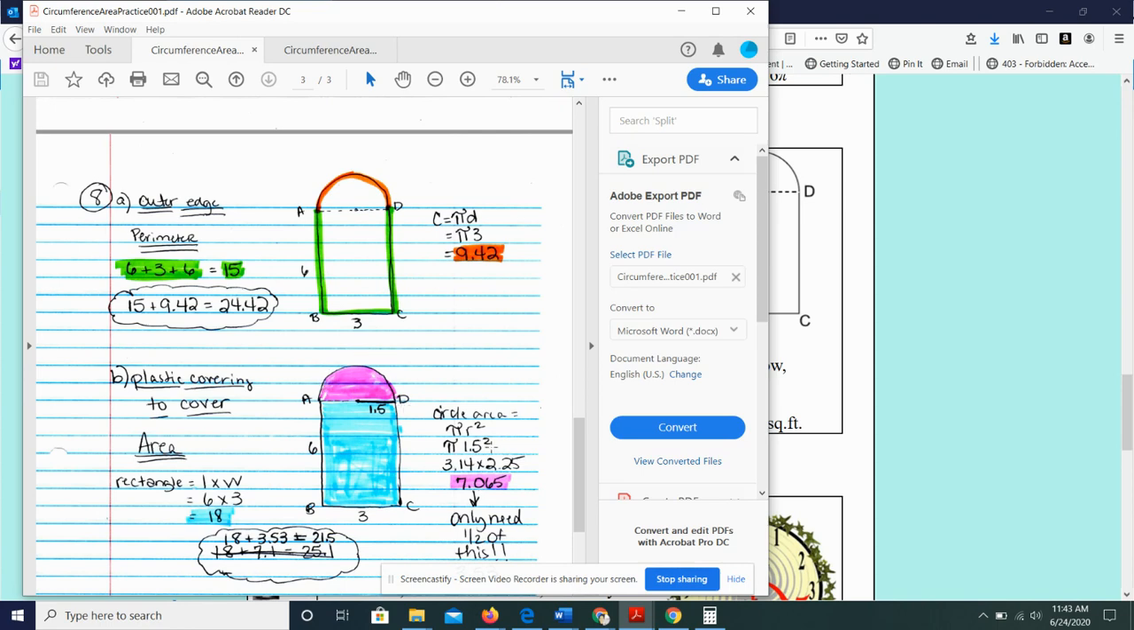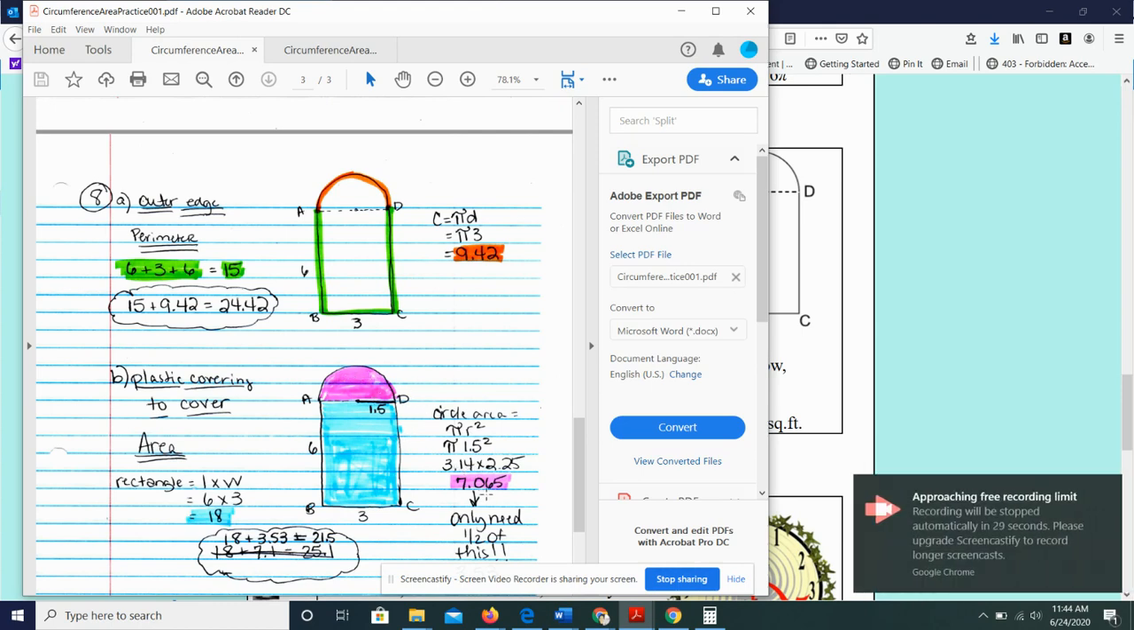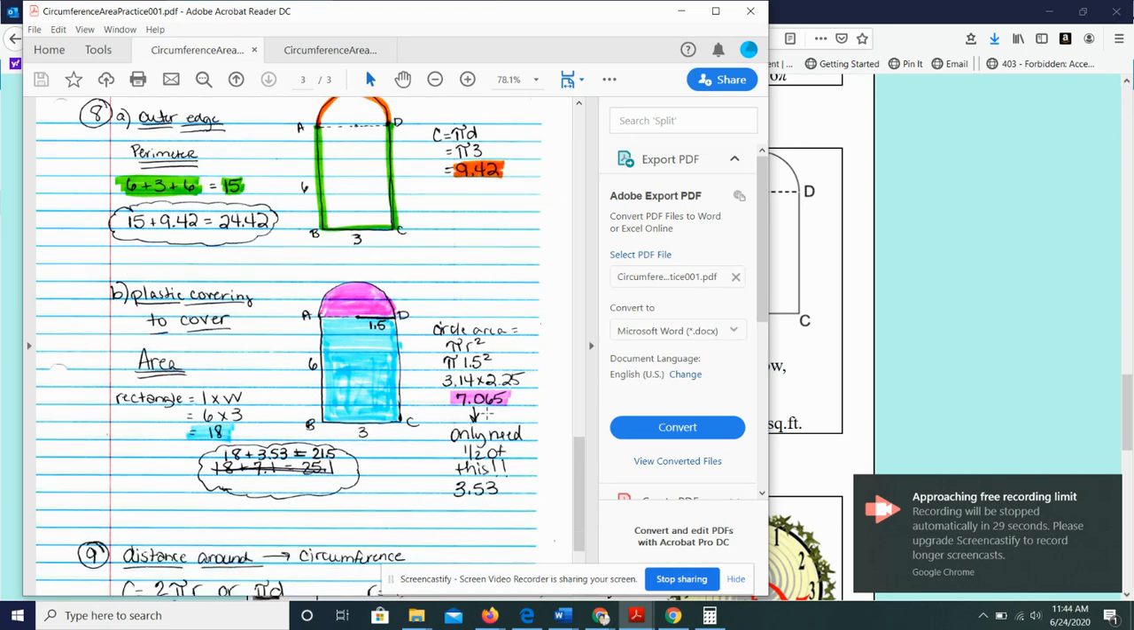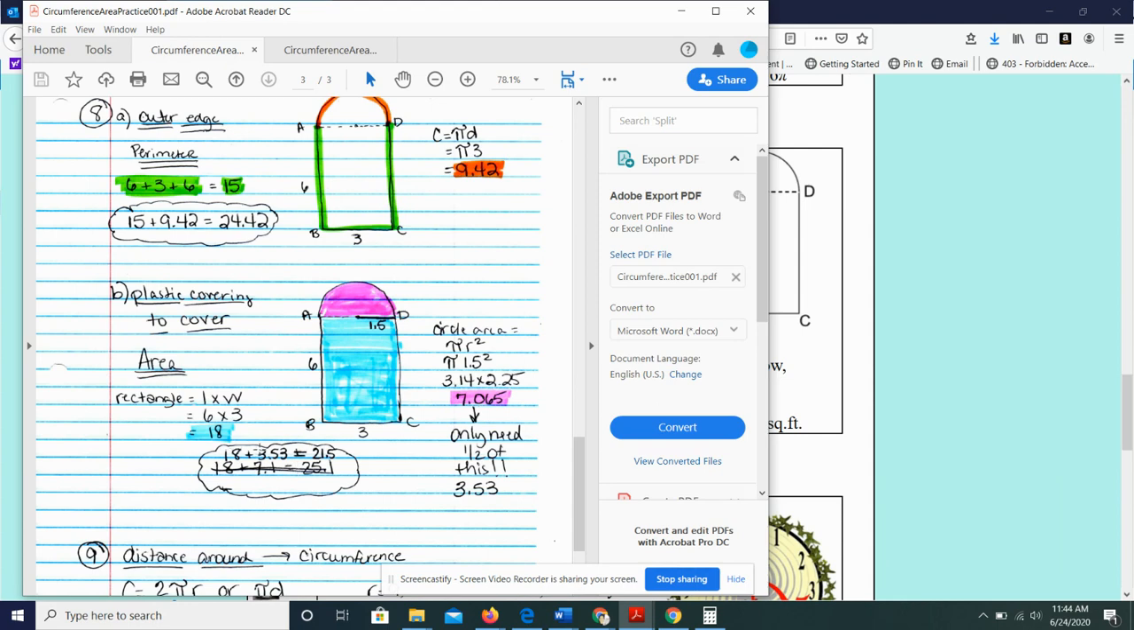The area of this circle, area of a circle is pi r squared. We know the radius is 1.5 because we knew the diameter was 3. Half of 3 is 1.5. 1.5 squared is 2.25. 2.25 times pi is 7.065. That would be the whole circle. We're only needing half the circle. Half of that is 3.53. If you add 18 to 3.53, you get 21.5. See, I almost made that mistake again.